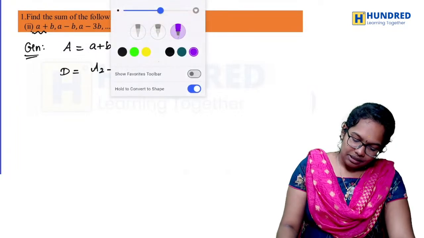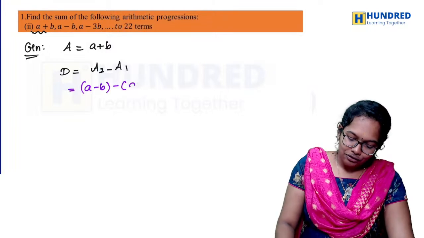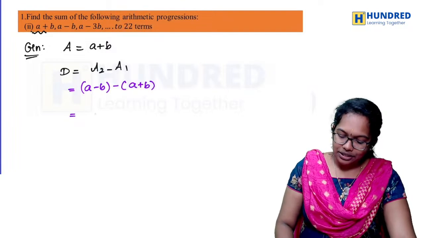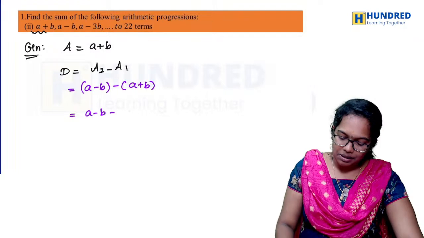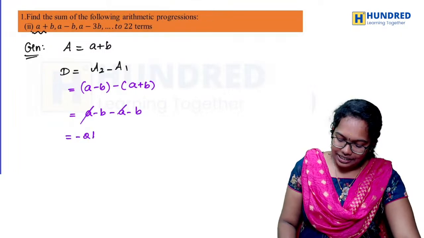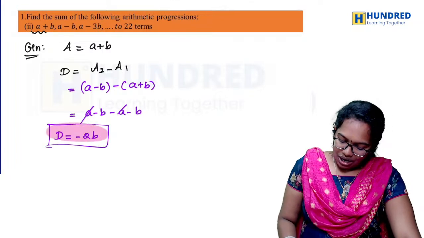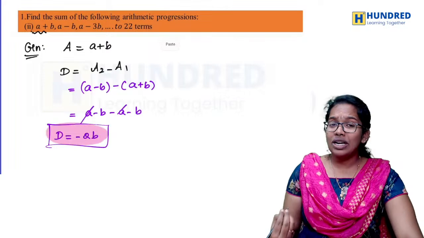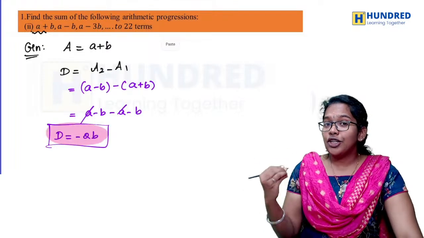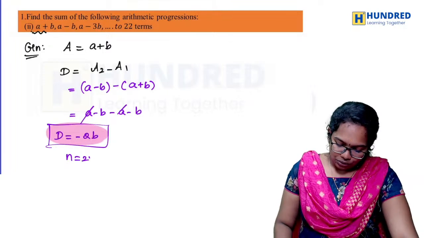A2 is nothing but A minus B, minus of A plus B. So this is going to be A minus B minus A minus B. So when this gets cancelled, it is minus 2B. D is minus 2B. Okay, so after this, what have they given you? They have given you n to be 22 terms. So therefore n is equal to 22 terms.